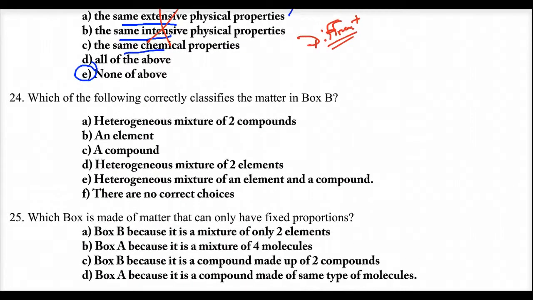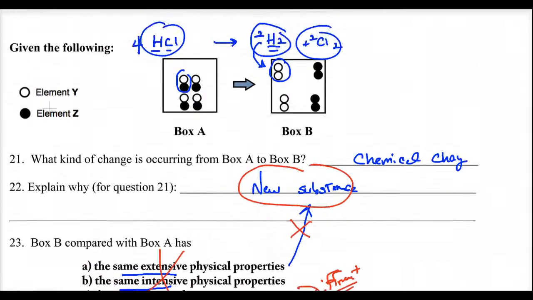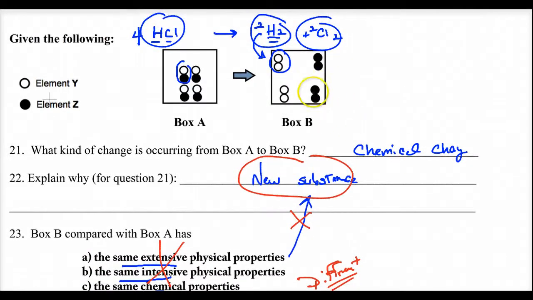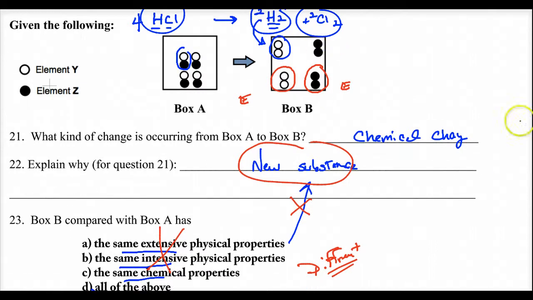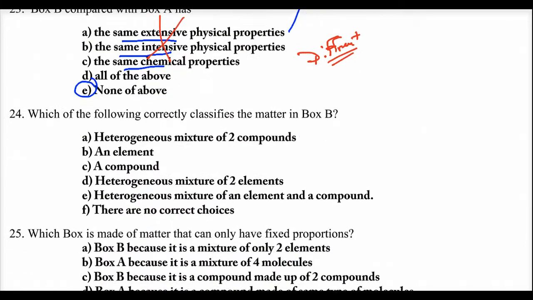24, which of the following correctly classifies the matter in box B? Well, box B is a mixture of two different substances. Here's one, here's another. This is an element, and this is a different element, a different group. So it's a mixture, not the same throughout, so a heterogeneous mixture of two elements. Okay, 24 is D.